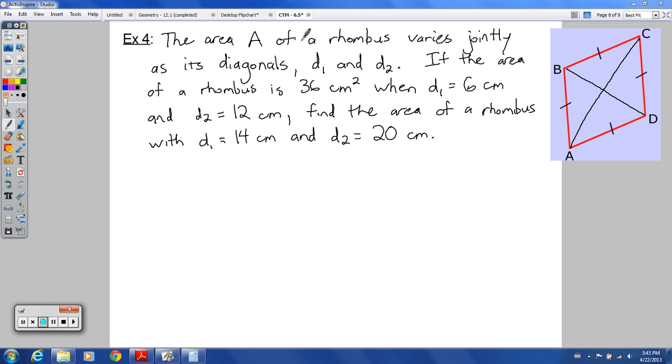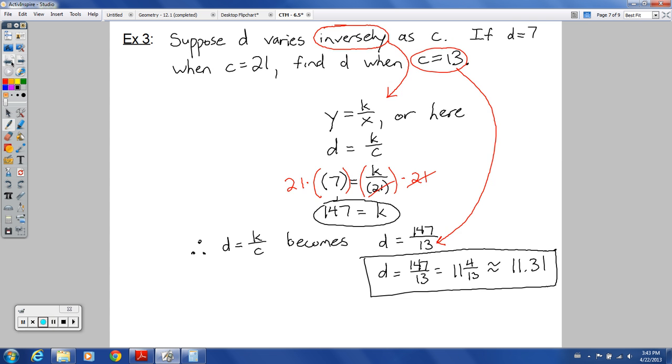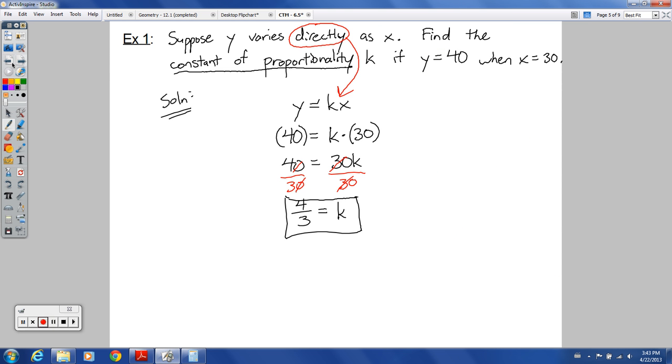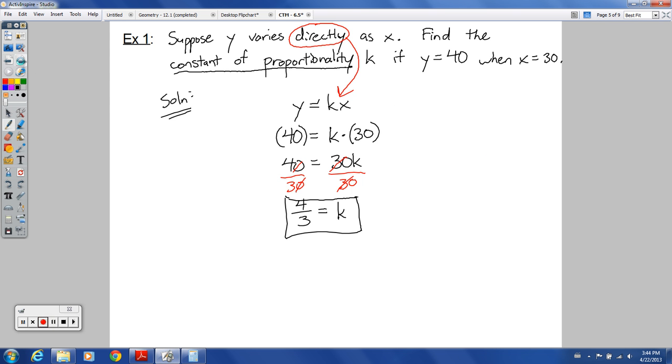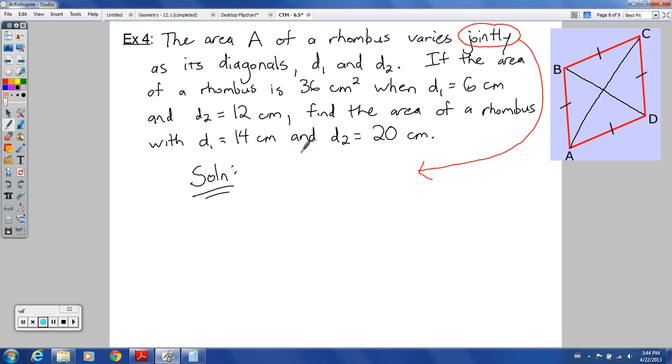So let's go back to this joint variation formula. It varies jointly. Let's circle that in our different color, and let's bring this down here to start with the initial equation that we need. So our solution here, what's the joint variation look like again? It looks like this: y equals k times x times z. Just like before, we'll write it out just like it is there. But what are my variables? What are the things that are changing here? Well, it's my D1 and my D2. Those are the things it's varying jointly with, or as its diagonals.